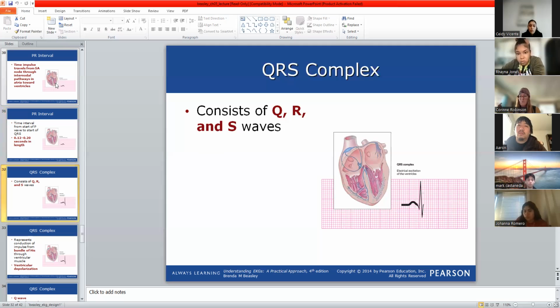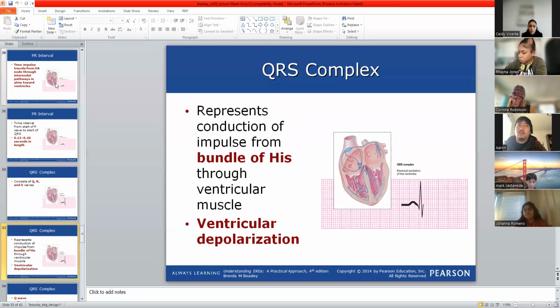Then we have the QRS complex. We mentioned that the Q and S are negative. And after that, the QRS represents that the impulse goes from the AV node into the bundle of His and produces ventricular depolarization.